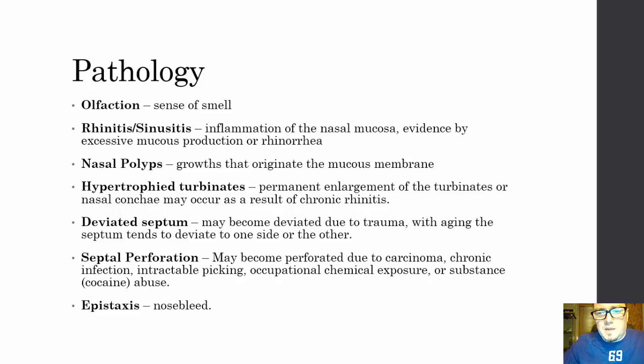Hypertrophied turbinates, those are those shell-like bones that stick out in your nose. When they become big and obstruct your passageway of air, we need to do something about that. And that's from chronic rhinitis, which usually is allergic in nature. Deviated septum can push those turbinates around and can also be caused by trauma. It also, with aging, tends to slip to one side or the other and change the way air moves through your nose.